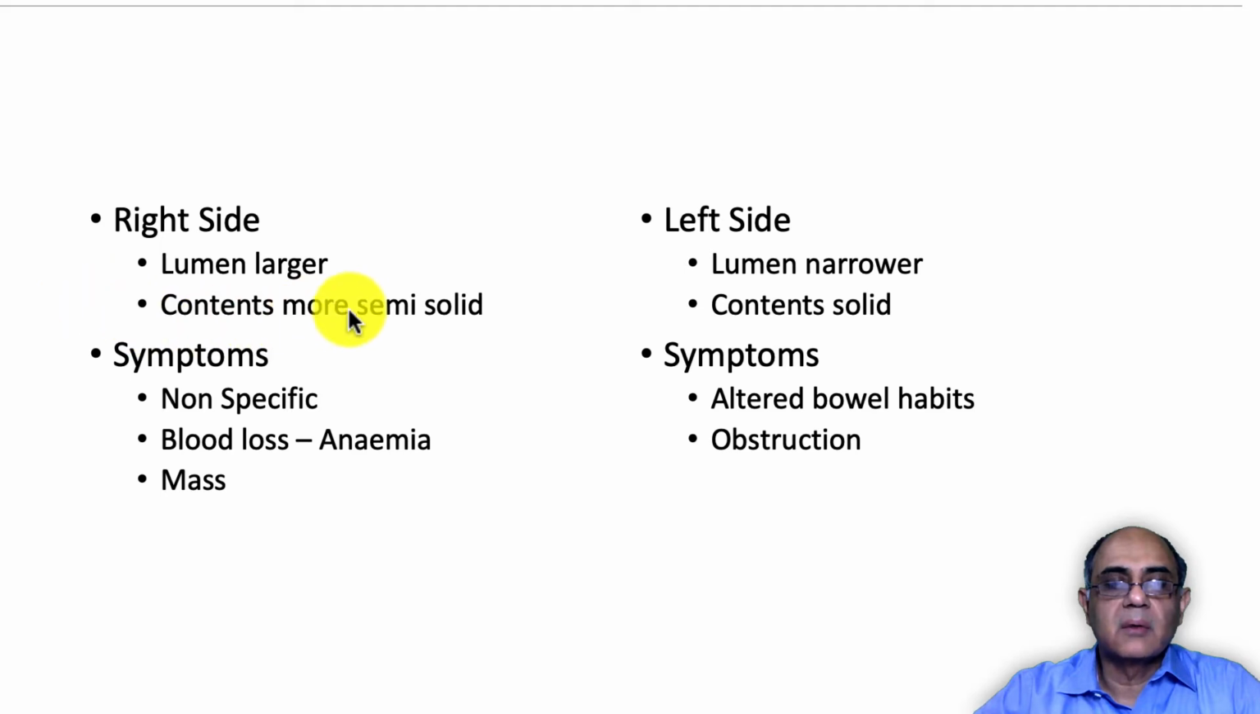So that is why with right-sided tumors, patients don't come very early. They come late. The tumor starts bleeding. The patient will have anemia. The tumor will become big in size. The patient will have some mass in the right iliac fossa, in the right hypochondrium, in the right paracolic gutter, and certain other non-specific symptoms. But on the left side, they present early because they obstruct early. They alter the bowel habits very early because the contents are different. The lumen is narrow. So left-sided tumors present early and right-sided tumors present late.